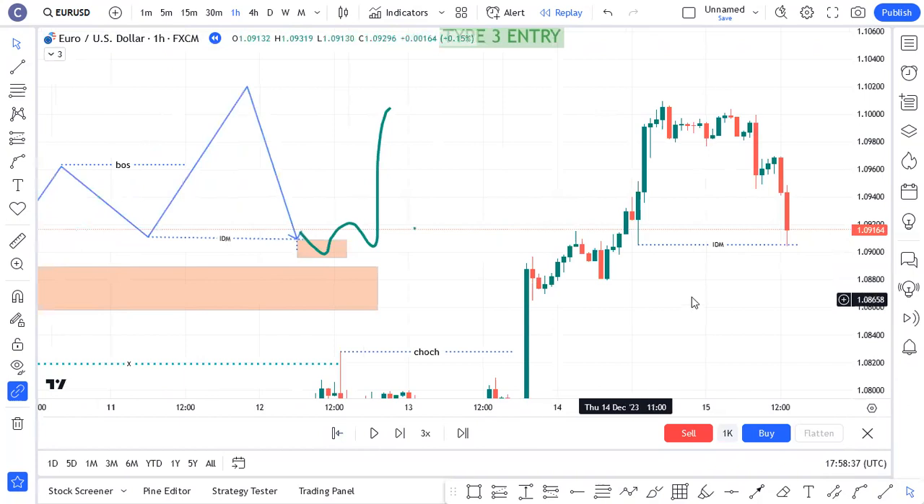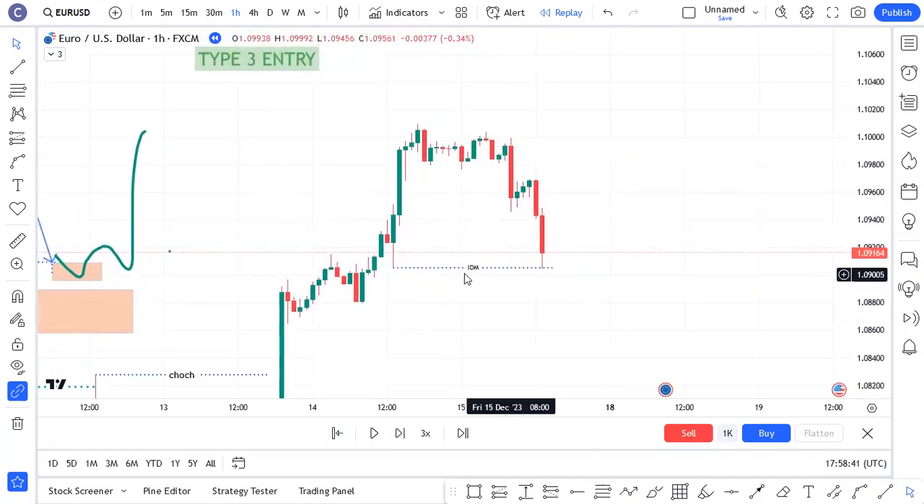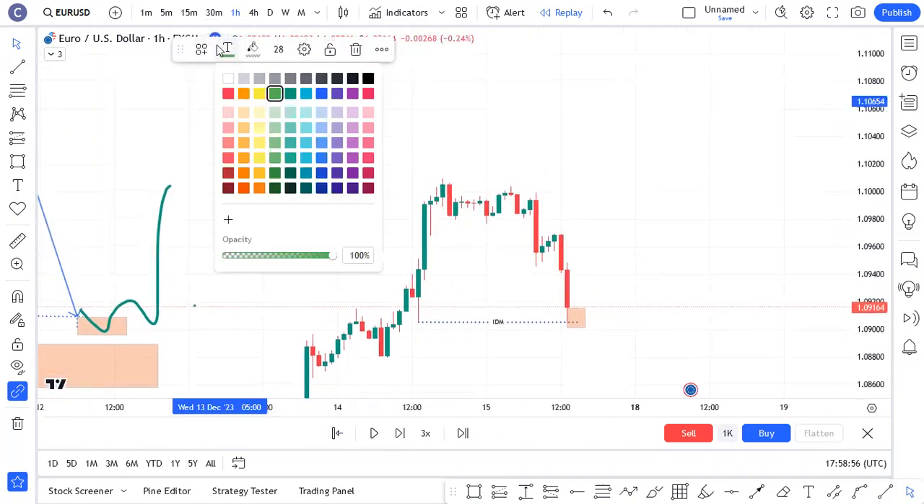And as you can see right here, this market happened to sweep our low. It swept. So you are supposed to come on this lower time frame and look for confirmation to buy, all right? Because we're looking forward to buy. And actually this is a type 2 entry, not type 3. This is type 2, guys, sorry.